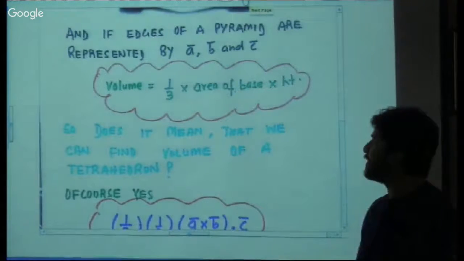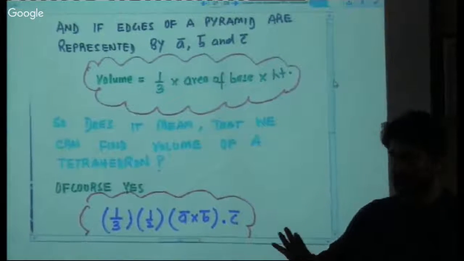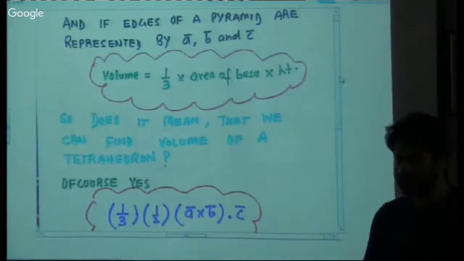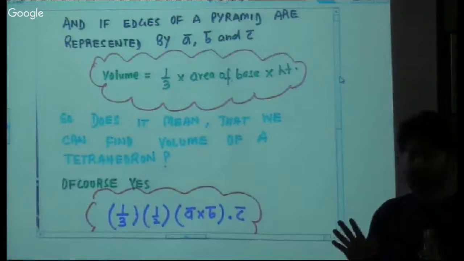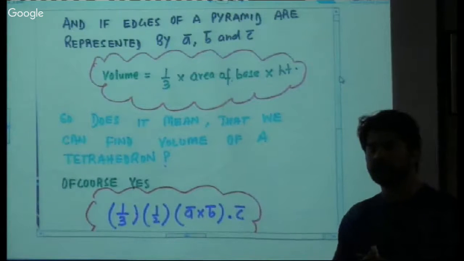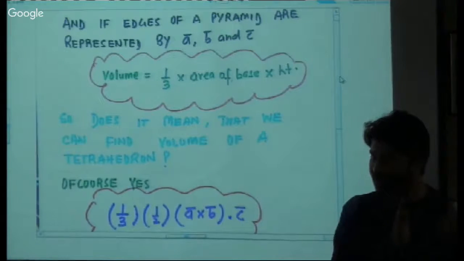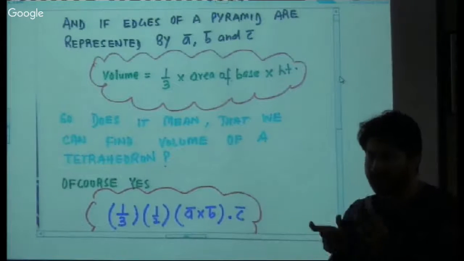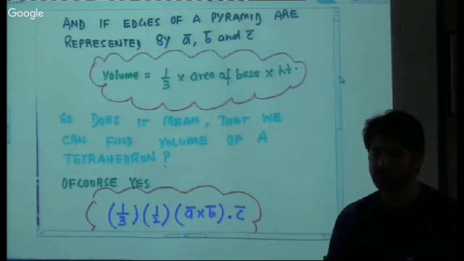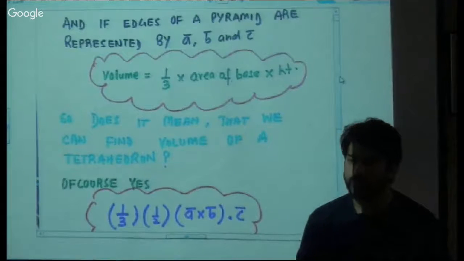Now, and if edges of a pyramid are represented by A, B and C, we can have any edges, right? So अगर नीचे triangle बना है तो वो क्या बन जाता है? Tetrahedron. अगर कोई pyramid है, I am just talking about a general pyramid. आपको याद है what is the volume of a cone? 1/3 pi r square h. 1/3 बाहर है, pi r square into h. Pi r square क्या है? Area of base. So you understood 1/3 into area of base into height. That is the volume of pyramid.